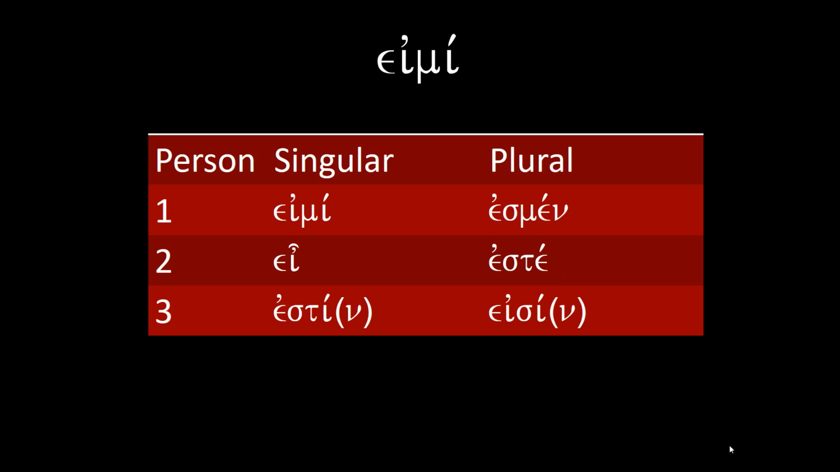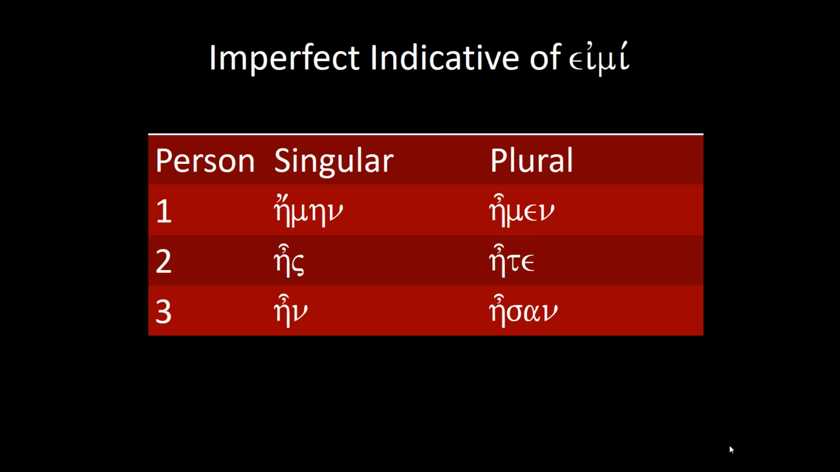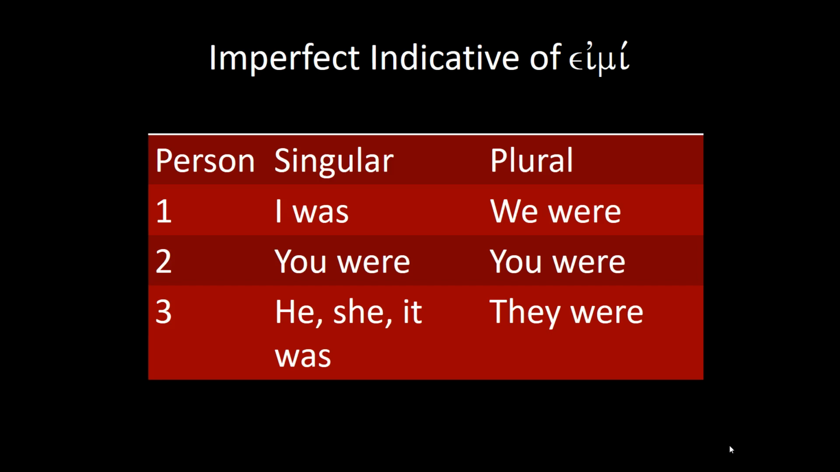So we had present tense. We don't say active because it's not an active verb, it's a being verb. So you would simply say present indicative. You don't say present active indicative, you just say present indicative. When you do the imperfect tense of eimi, it's the imperfect indicative. Ēn, ēs, ēn, ēmen, ēte, ēsan. I was, you were, he, she, or it was. We were, you were, they were.